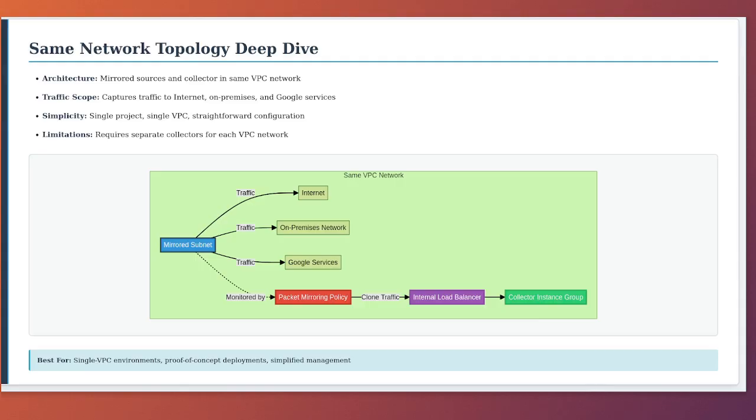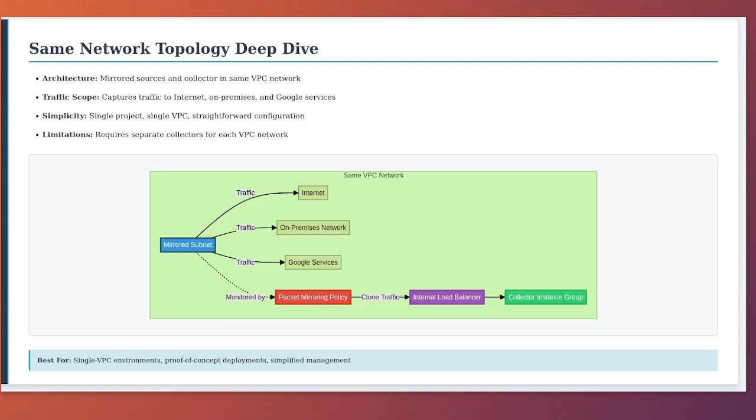In the center of the diagram, we see the packet mirroring policy, which is the configuration object that ties everything together. This policy specifies that instances in the mirrored subnet should have their traffic cloned. The policy contains the selection criteria we discussed earlier, the filtering rules if any are applied, and a reference to the collector destination.